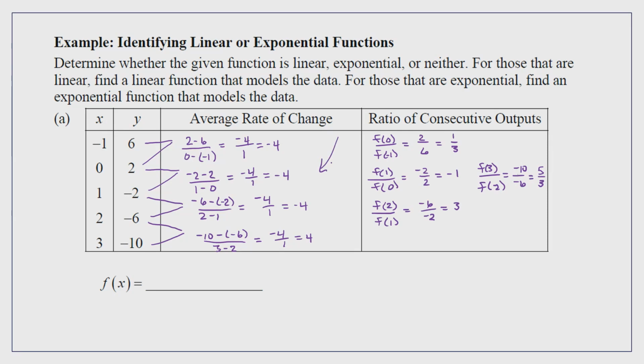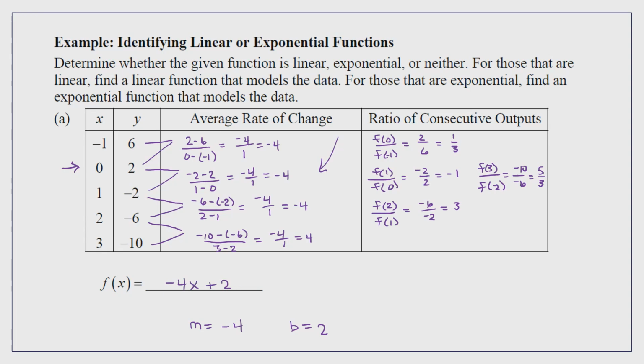Thus, this represents a linear function where m equals negative 4. Okay, so m is going to equal negative 4, and our y-intercept is going to be the value when x equals 0. So that's this point right here. So b equals 2. So our equation will be negative 4x plus 2.